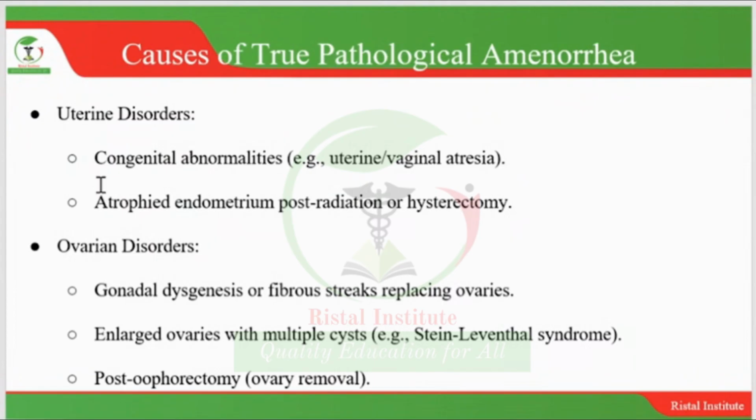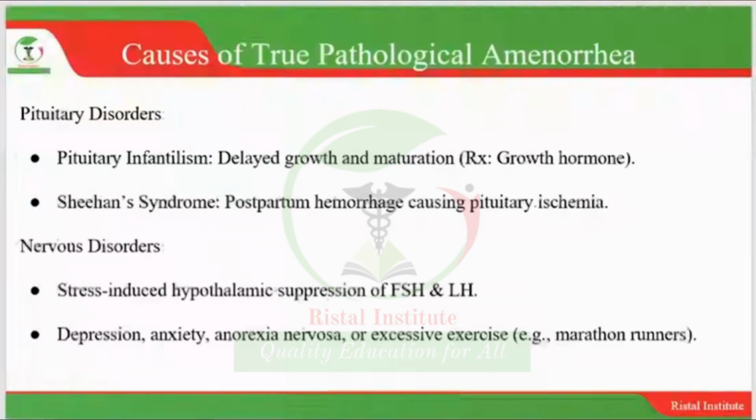Ovarian disorders, here we have gonadal dysgenesis or fibrous streaks replacing ovaries. This leads to these fibrous streaks that can develop and replace the ovaries. Then enlarged ovaries with multiple cysts, for example, Stein-Leventhal syndrome. Then post-oophorectomy, which refers to ovary removal. If the ovaries have already been removed, then the woman will not be able to have her menses.